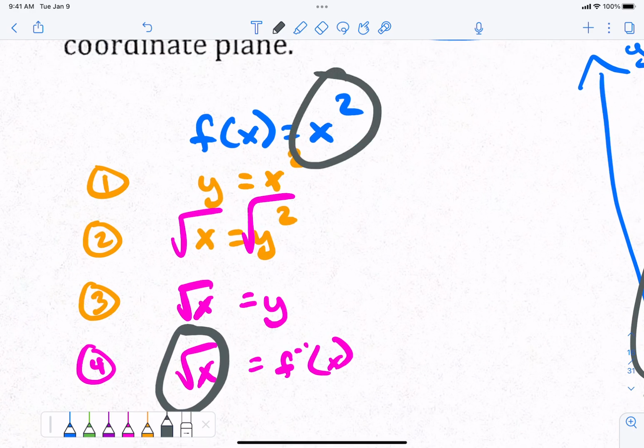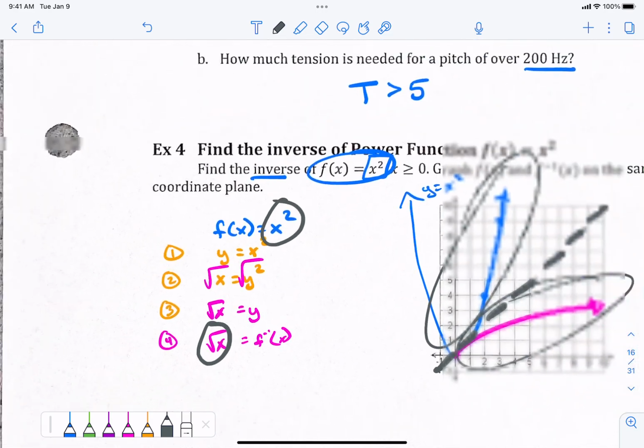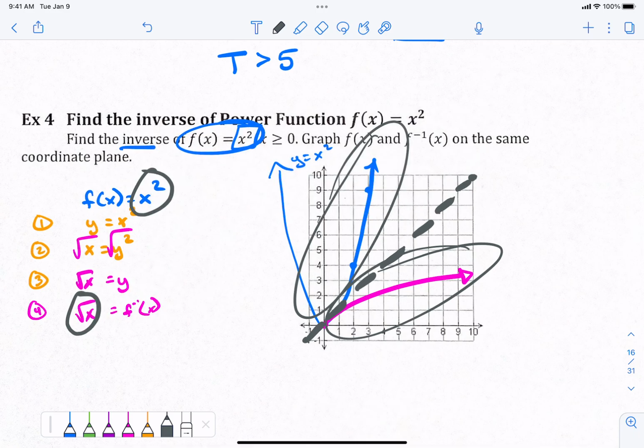I said inverses undo one another, right? Does a square root undo a square? Yes. So that's why we're talking about square root functions, because we just did inverses. Okay? Good? Happy with that?